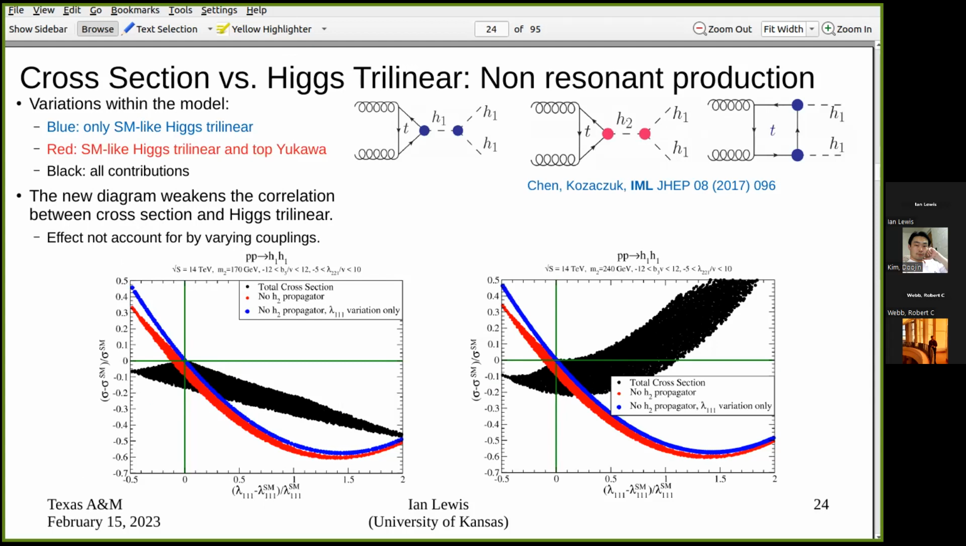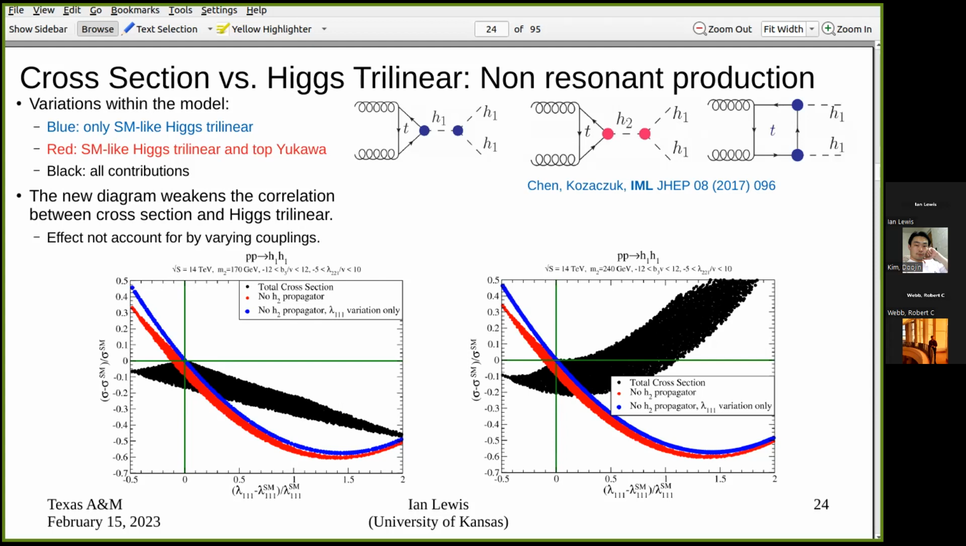So the usual thing when you say you have these bounds is you have these blue dots. These blue dots are where I don't add this propagator, I fix the top quark coupling to the standard model value. I only allow the trilinear to vary. Well, of course, the rate depends on one parameter, so you have a nice correlation. If I measure the rate to a certain amount, I get a bound on my trilinear coupling. The left-hand side is a mass of 170 GeV, the right-hand side 240 GeV. These are doing the same type of parameter scans as before.